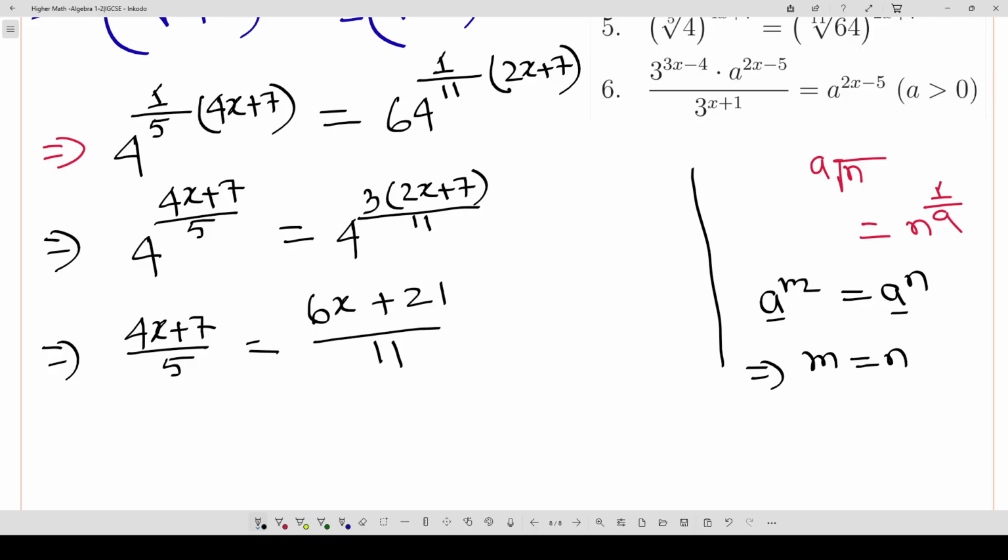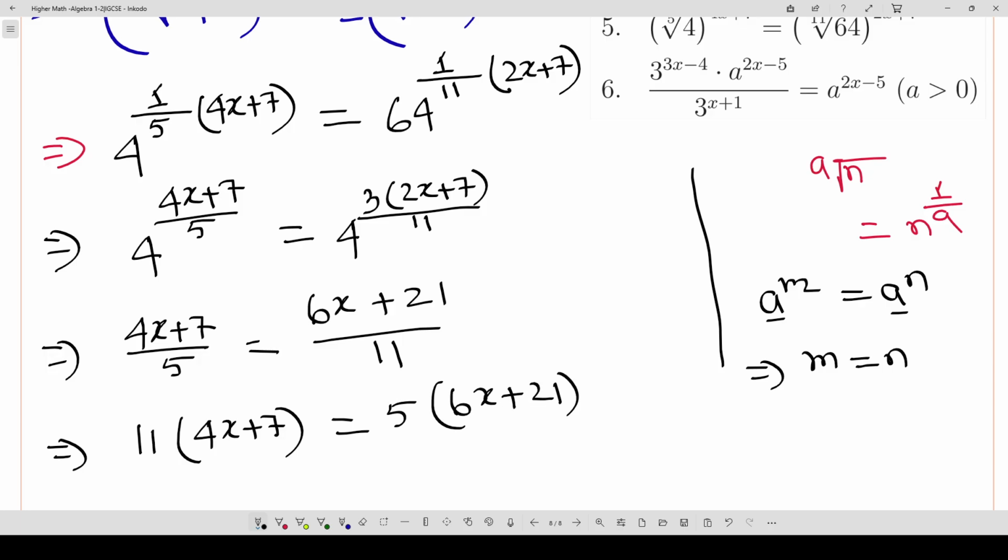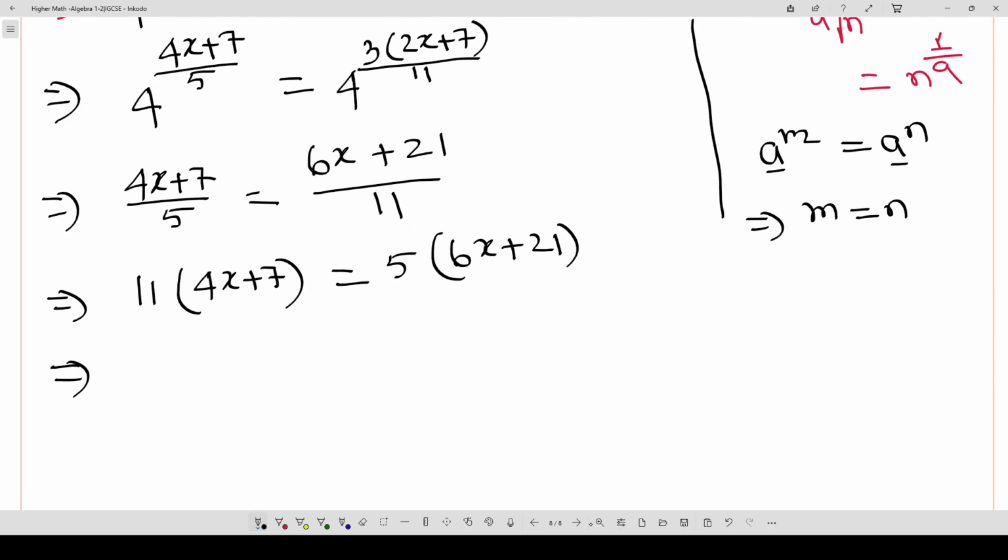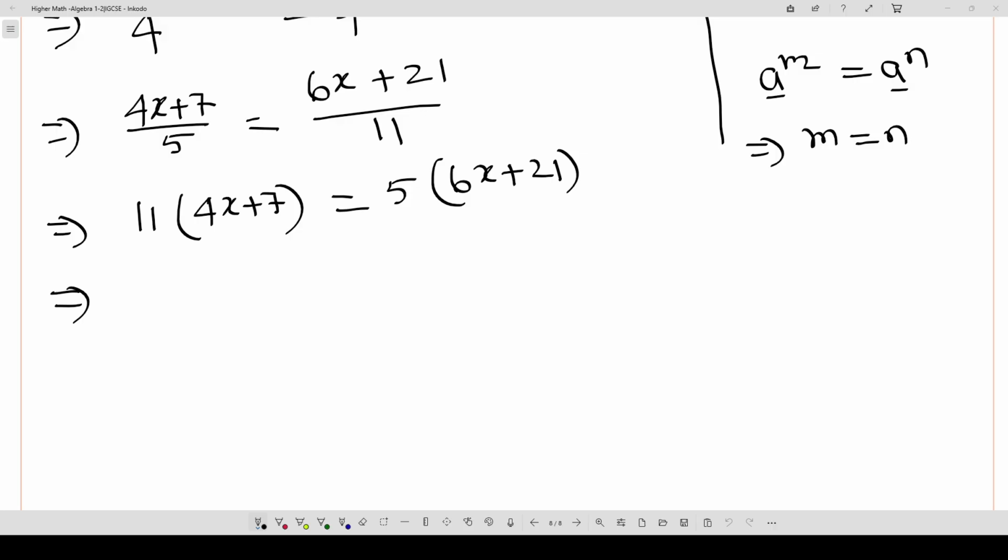So these two fractions we can cross multiply, like 11 times (4x plus 7) equals 5 times (6x plus 21). So what will be the value? 11 times 4 is 44x. 11 times 7 is 77, equals 5 times 6, 30x, and 5 times 21 is 105.